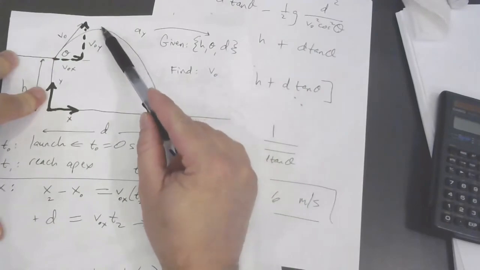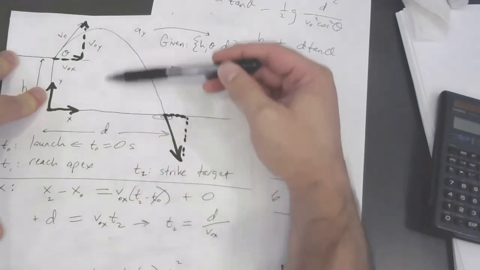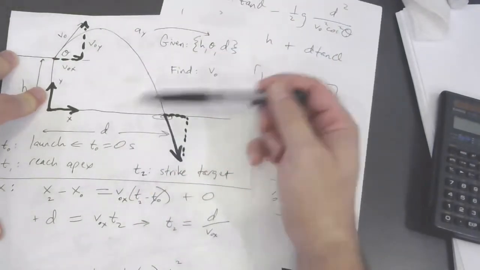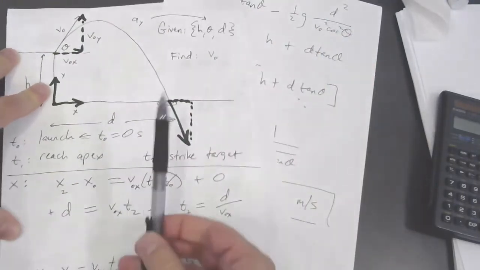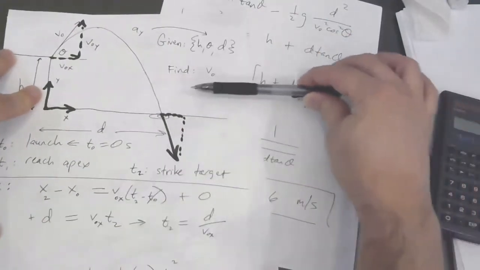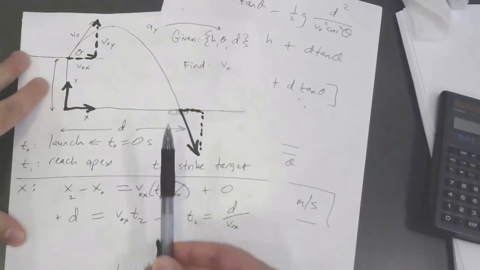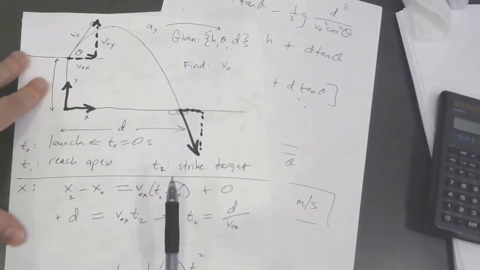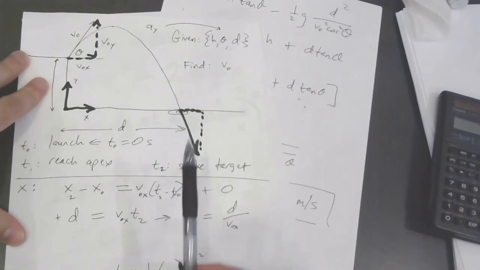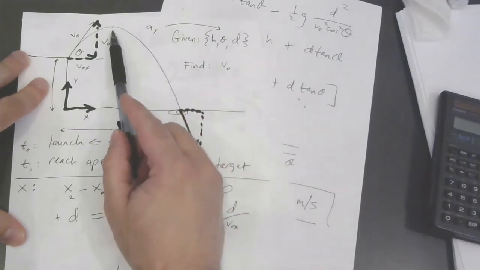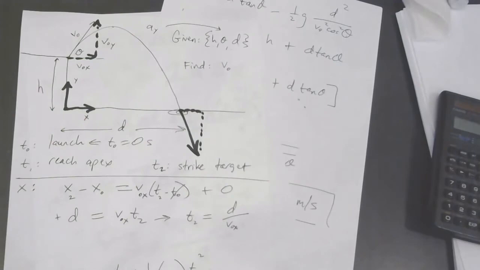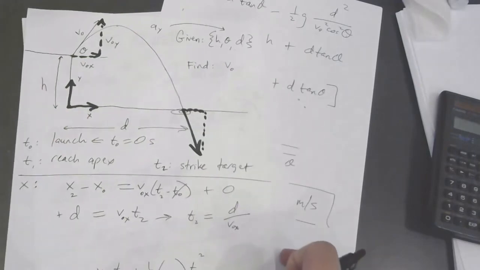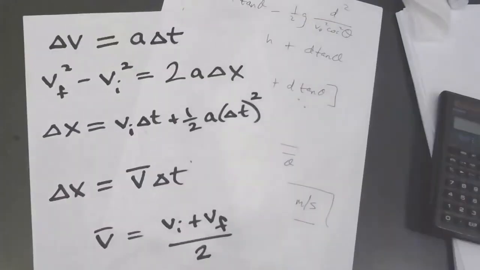Remember, at the apex is that one moment where the y velocity goes to 0. If you could watch the trajectory from the side, like if you were standing over here watching it, you would see the cannon go up, briefly stop, come back down. I say briefly, but it's an infinitesimal amount of time. So we actually do know the y velocity at the apex. That's something you should memorize, that the y component of velocity at the apex is 0.